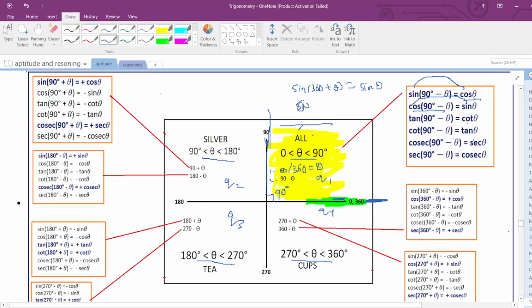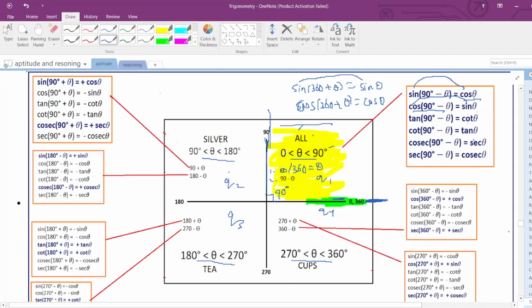In the same way, cos 360 plus theta is equal to cos theta, because everything is positive here. In the same way, tan 360 plus theta is tan theta, secant 360 plus theta is equal to secant theta, everything will be positive. Either here I can get 360 plus theta or 90 minus theta, this all yellow color shade quadrant area. Hope it's clear, right? So in this table, either sine 90 minus theta or sine 360 plus theta, there are two things I have written here.